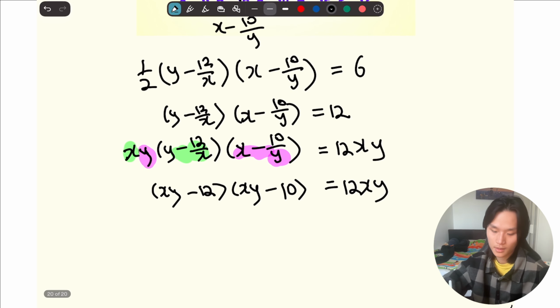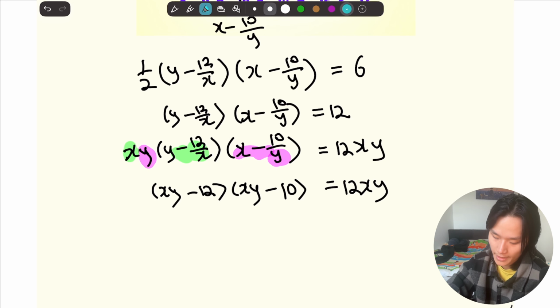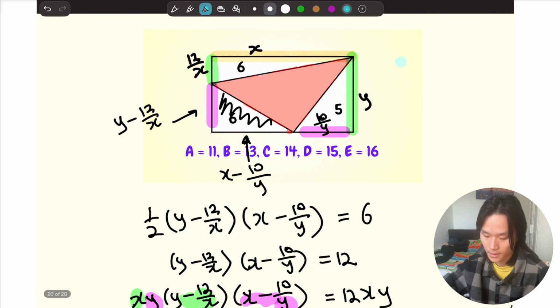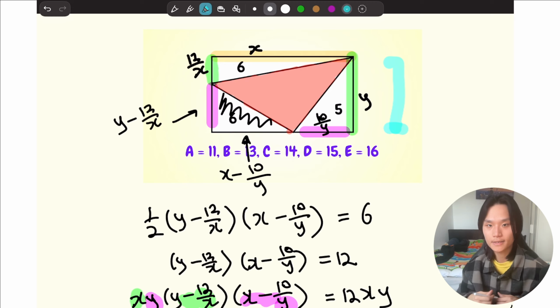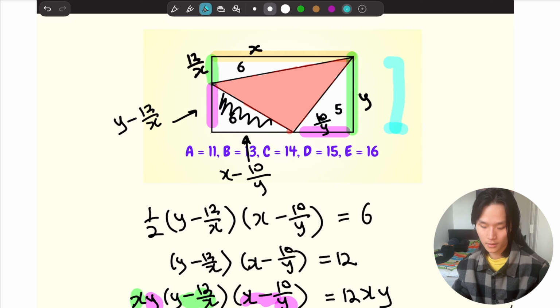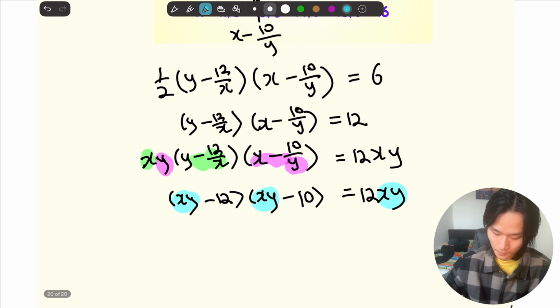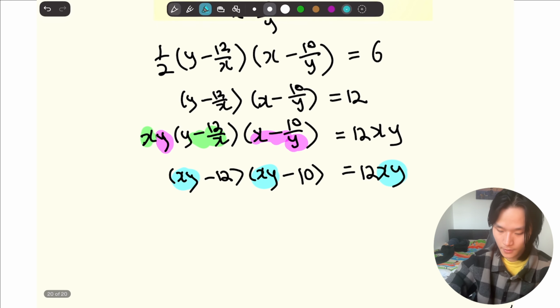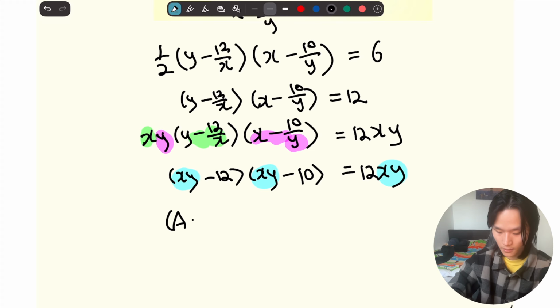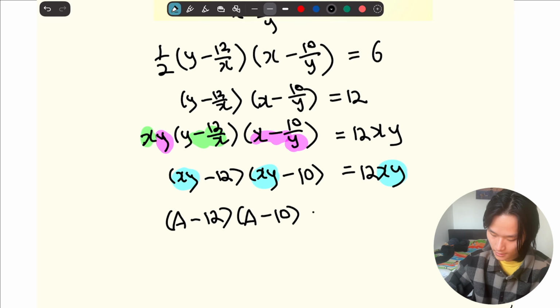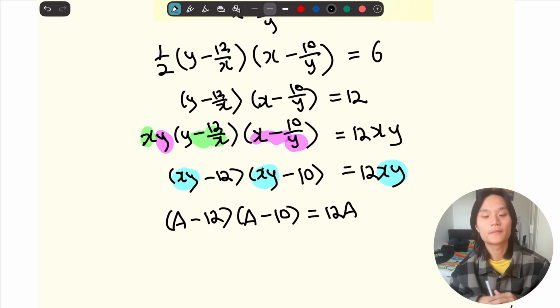So far so good, but let's pause and think about what xy is, right? We have 3 xy's here. Well, if we look at this diagram again, xy, meaning x times y, that is just the area of the rectangle. That's what we are looking for, right? And so what if we substitute xy as A? A denotes the area of the rectangle, so A minus 12, and then A minus 10 equals 12A.